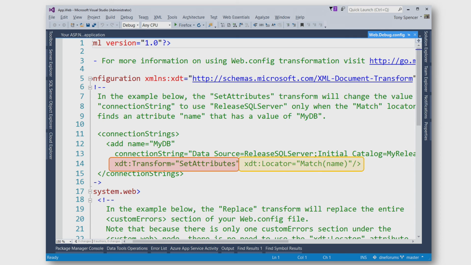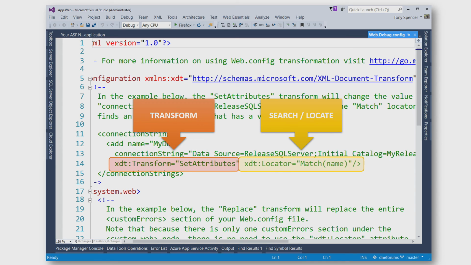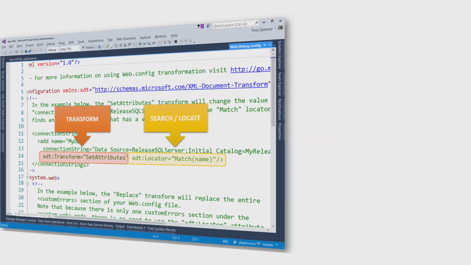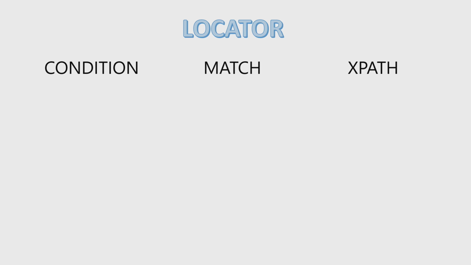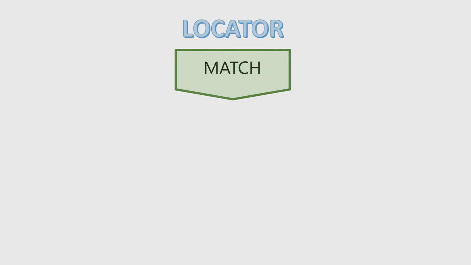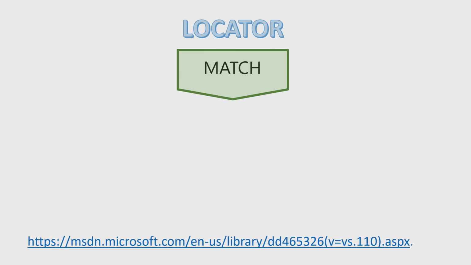The definition requires two parts, a search or locator component, and a transform component. These components are expressed as XML attributes. First, let's examine the locator attribute. Locator supports three attribute types: condition, XPath, and match. We will only worry about the most common locator, match. To learn more about the other locators, please click the included link to get detailed information about their syntax.